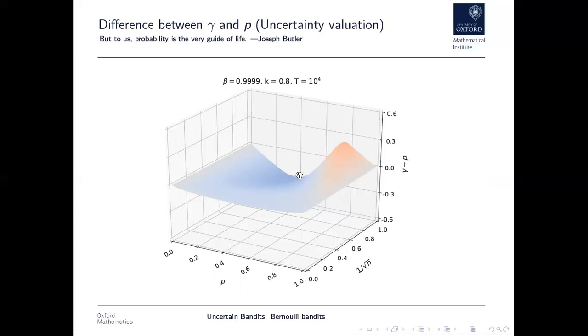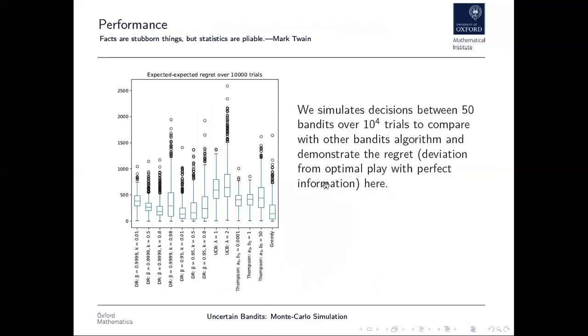The blue region means that you are optimistic toward uncertainty because gamma minus p is negative. Now you basically consider uncertainty as a reward. But when gamma minus p is positive, you see the red surface. That means that you penalize the uncertainty. So you say that when the game is good, you prefer to be optimistic, and when the game is bad, you become pessimistic toward uncertainty.